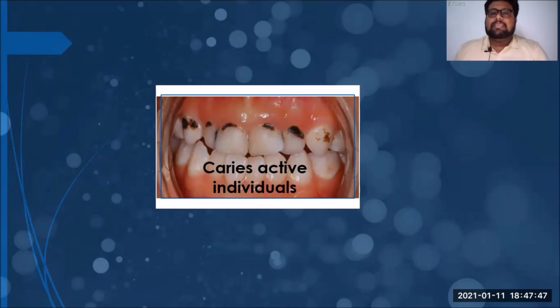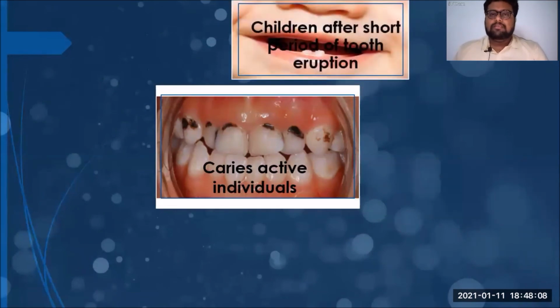So first is caries active individuals. Who are caries active individuals? Persons who have a high risk of caries, or who are already suffering from lots of caries, or most of whose teeth are affected by caries, are called caries active individuals, and they are to be treated with fluoride so that they can be prevented from getting caries in future. Then children in the short phase after eruption of the tooth: if they are exposed to fluoride in a short span after eruption, the maturation of the tooth will be even better so that their teeth are not affected by caries any time in the future.